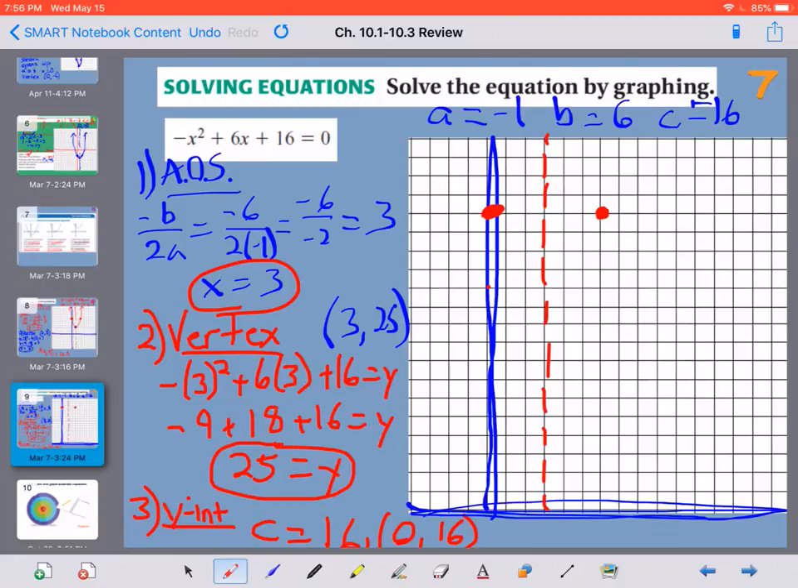Now, in this case, I don't know which way this is going, if it's going up or down right now. How I figure that out is I look at my a. My a is negative 1. If it's negative, I know it's going down. So I'm going to have a parabola that's going to come in going down. Now each parabola has its own natural curve, so I'm just going to follow that natural curve down to my points.